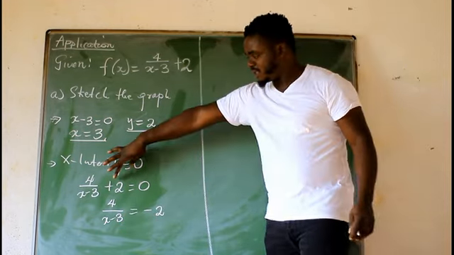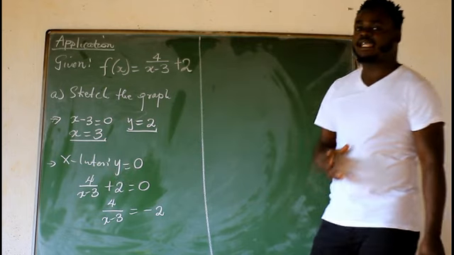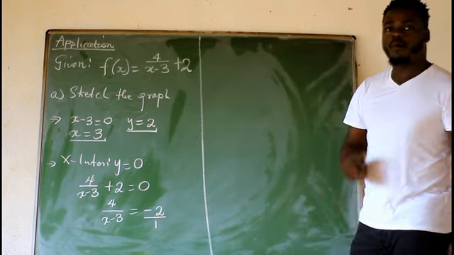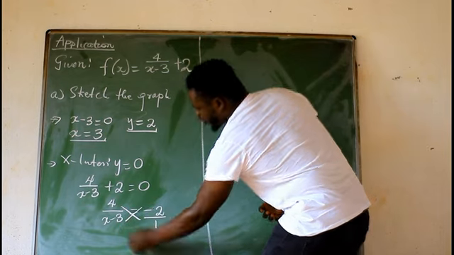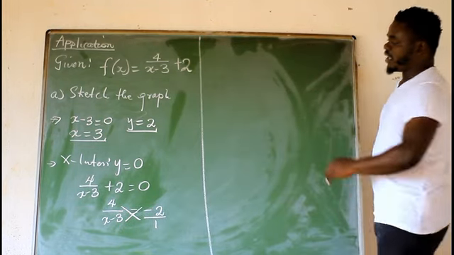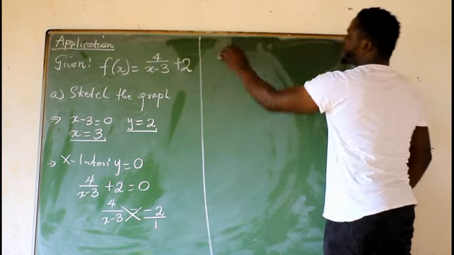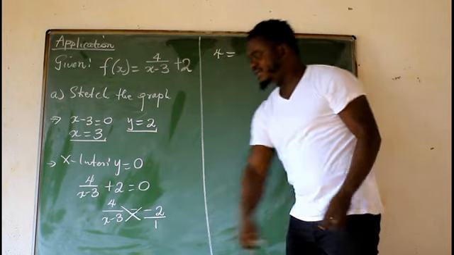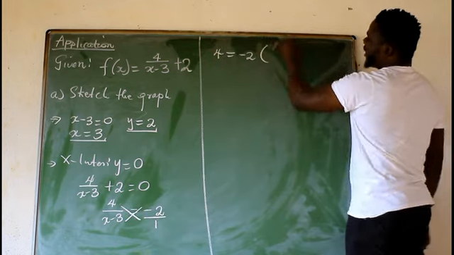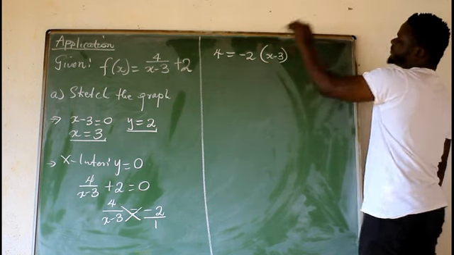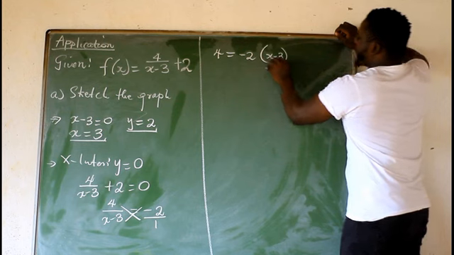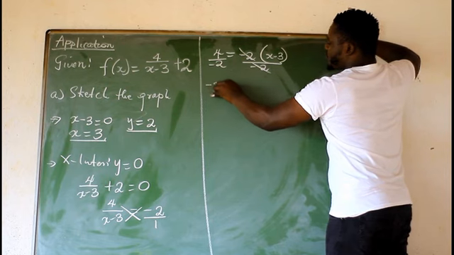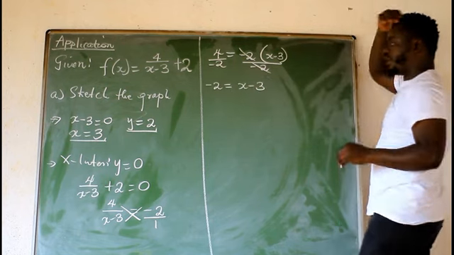Whenever it goes to the other side, you must be aware of the changing of the sign. Now this is the same as negative 2 over 1. Then you are going to have the cross multiplication. 4 times 1, which is 4, equal to negative 2 multiplied by x minus 3. Now guys, then you divide by negative 2. Then it's going to be negative 2 equal to x minus 3.